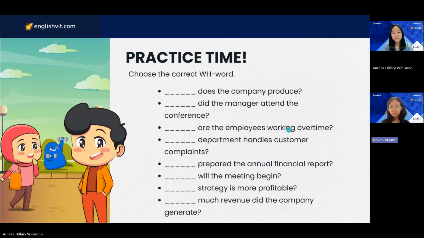Why are the employees working overtime? The employees are going home late due to the sudden alert regarding the website. Okay. And then number four. How does the department handle customer complaints? The department tries to negotiate with customers.